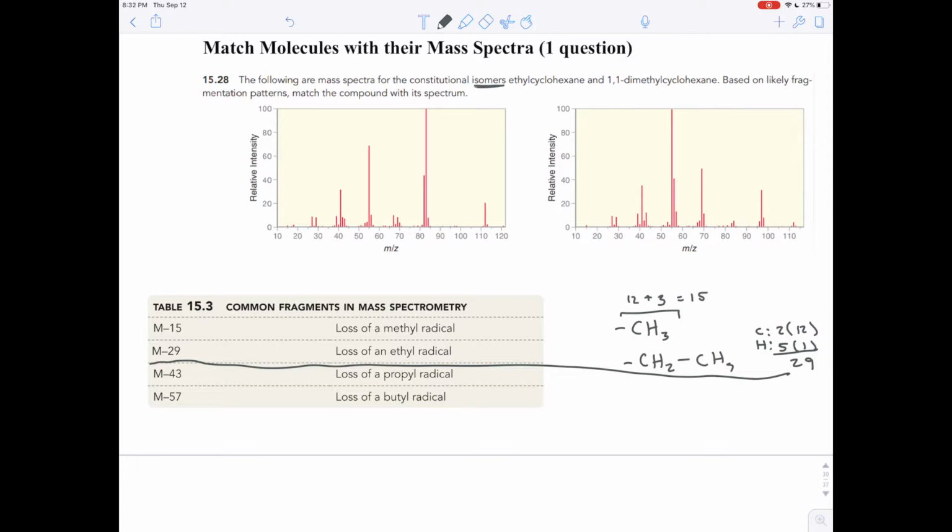If they have the same parts, same number, same atoms, if they have the same molecular formula, in other words, then they should have the same molecular mass. And so we're going to get the same molecular ion peak in both of these things. And so we're going to have to use these common fragment patterns to distinguish between them. So they give us 2 constitutional isomers.